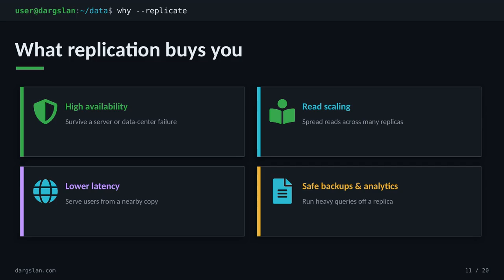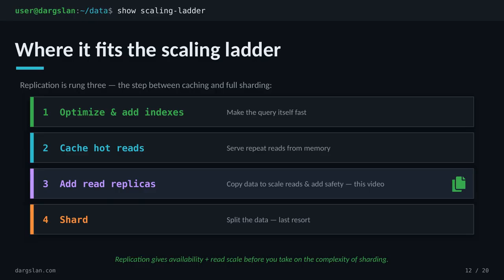Lower latency by serving users from a nearby replica, and safer operations since you can run backups or heavy analytics off a replica without bothering the primary. Now, where does replication actually sit in the bigger picture of scaling a database?